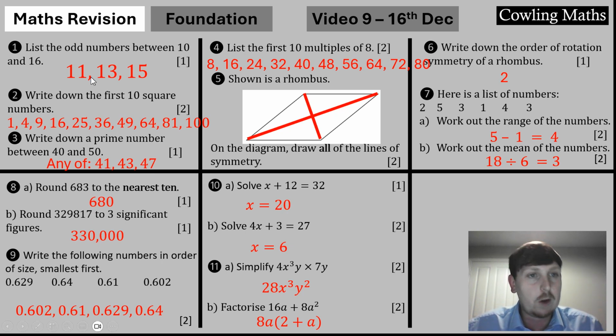So on the first one, odd numbers is just any number not in the 2 times table, not an even number. Seems very straightforward, but it does appear on foundation exam papers. You need to know the difference between odd and even.